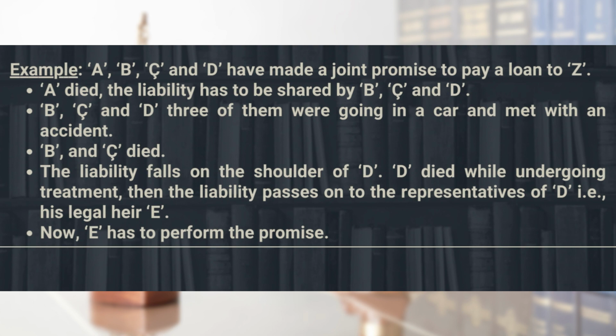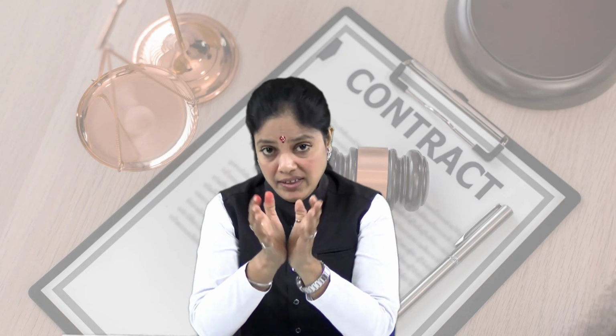They have taken a loan from a person called Z. So, here when they have taken the loan from Z, it is the duty of A, B, C, D jointly and individually to repay the loan to Mr. Z. So, they were carrying the amount with them to pay Z, and unfortunately these 4 people have met with an accident.